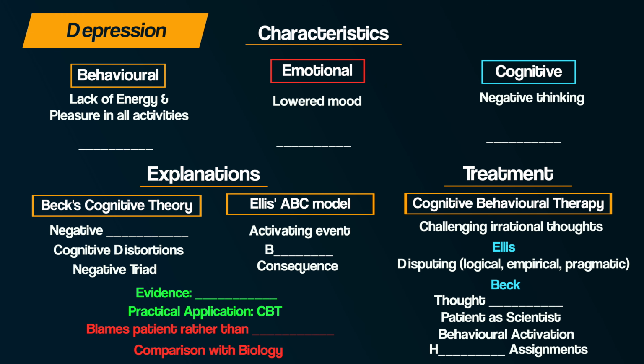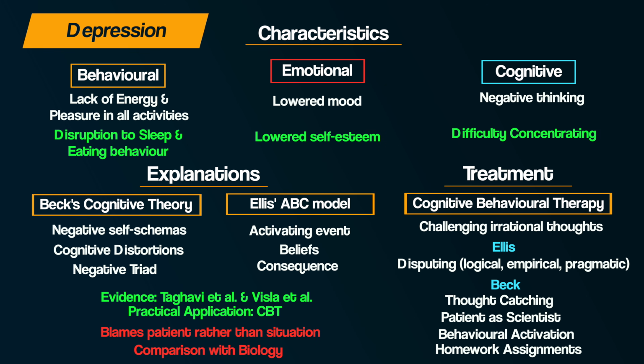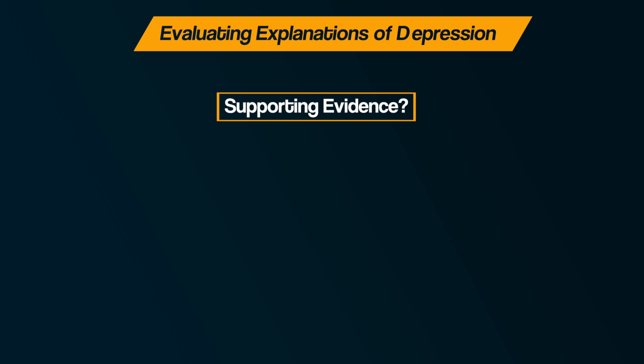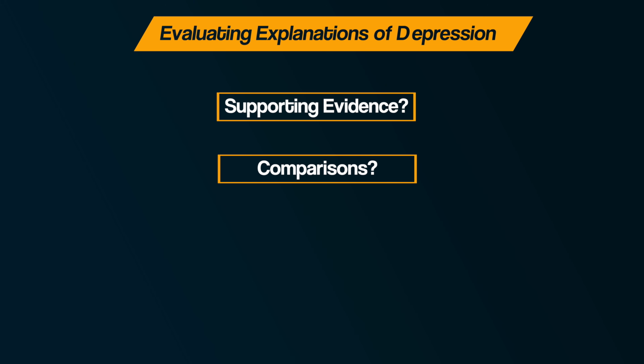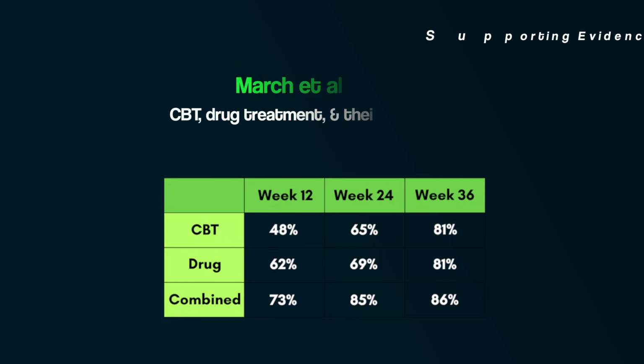Now let's do another quick review. On the screen is everything we've covered about depression up to this point, but I've blanked out certain parts. Can you identify what's missing? Let's now evaluate the cognitive treatment of depression to wrap up this section. Do you know any supporting evidence for CBT? Can you compare the cognitive treatment with other treatments?